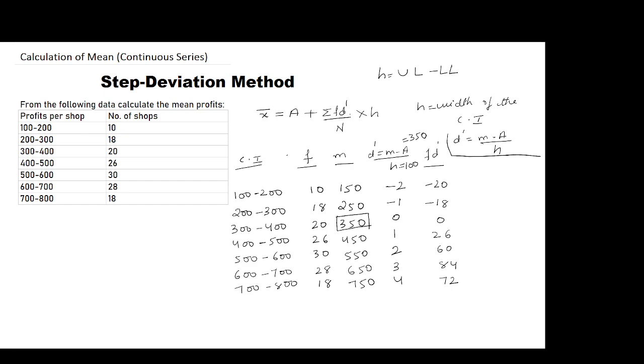Now in the formula I have summation f d dash. So take the total. Summation f d dash is minus 20 minus 18 plus 0 plus 26 plus 60 plus 84 plus 72. And the total is plus 204. This is the summation f d dash value.